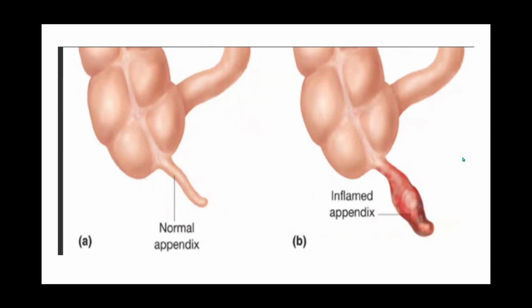So this is an image of what an inflamed appendix looks like. You can see a normal appendix. An inflamed appendix is wider than 6 millimeters, and it looks horrible, doesn't it? It looks like it's about to rupture or burst. It looks red, it looks inflamed. So this is what an inflamed appendix looks like.